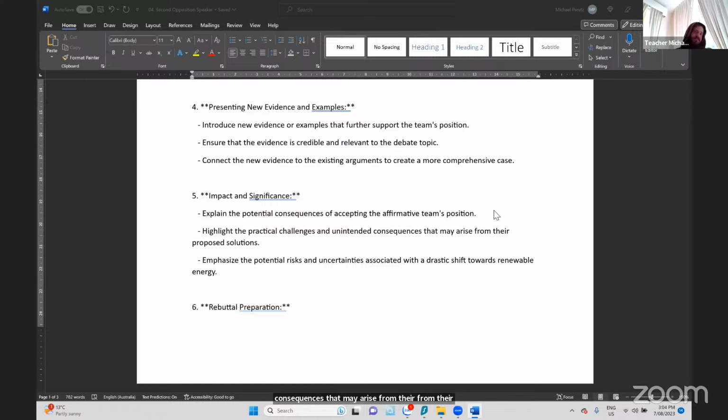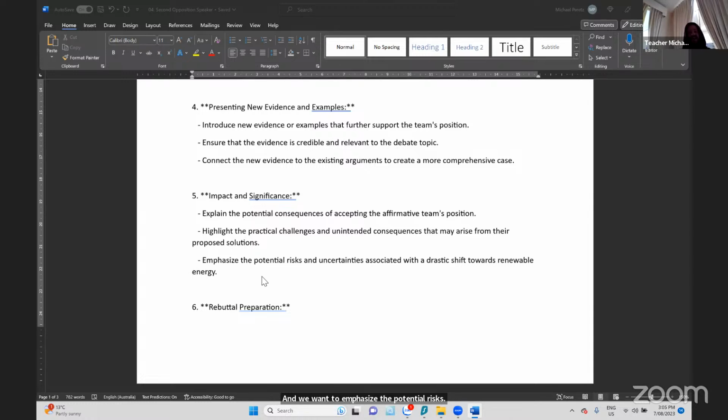So is there something bad that could happen if we were to adopt the proposition team's arguments? Even if they didn't mean for it to happen, is there something bad that could happen? Bring that up, weaken their case. And we want to emphasize the potential risks and uncertainties associated with a drastic shift towards renewable energy.